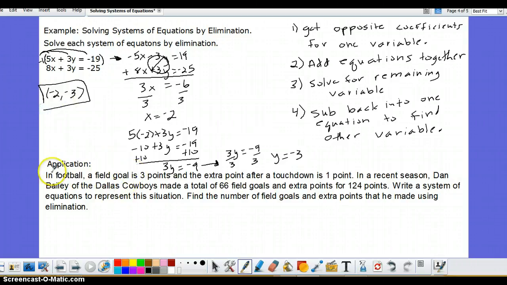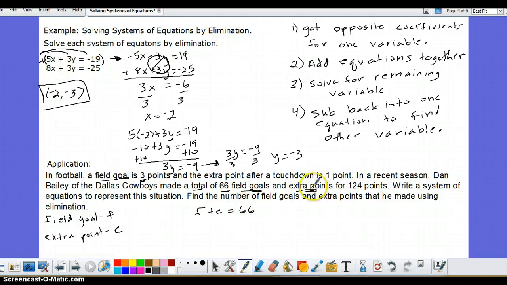Alright, we got a word problem. It says in football, a field goal, so that's one of our variables. Field goal, we'll call that F, is 3 points. And the extra point, we'll call that E, is 1 point. In a recent season, Dan Bailey of the Dallas Cowboys made a total of 66 field goals and extra points. So that means F plus E is equal to 66.